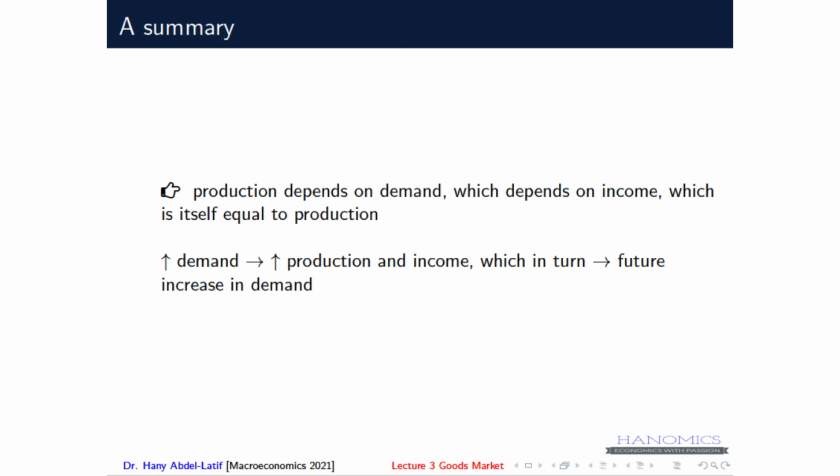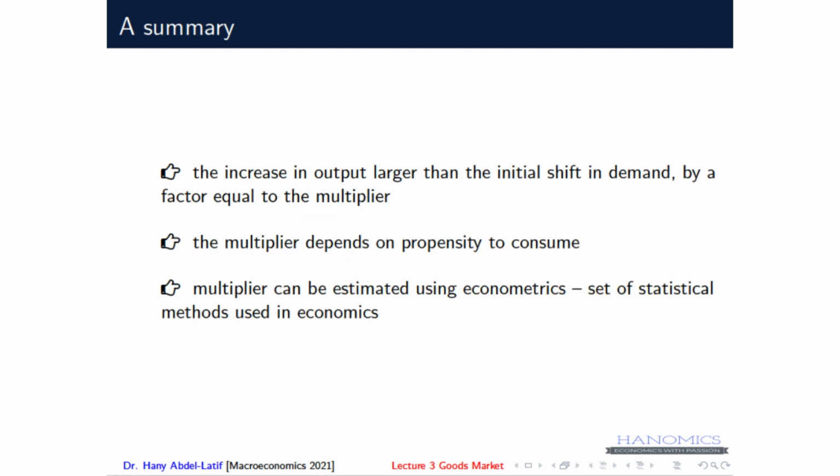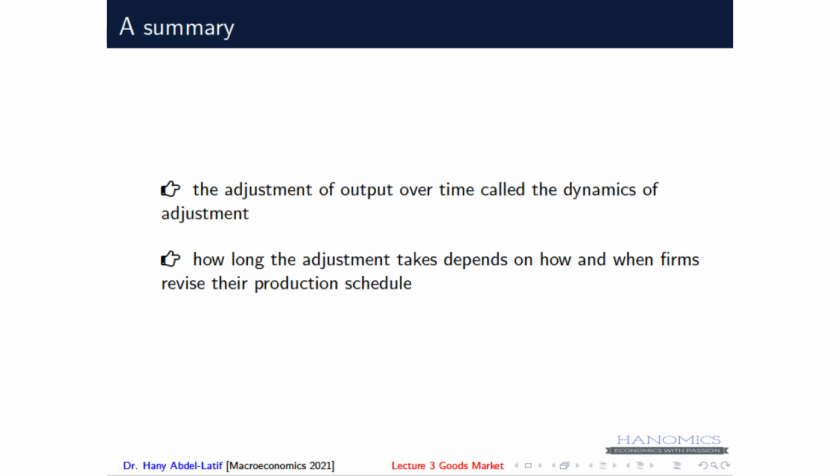Just to summarize what we said so far: production depends on demand, which depends on income, which is itself equal to production. So an increase in demand will lead to an increase in production and income, which in turn means a future increase in demand. The increase in output will be larger than the initial shift in demand by a factor equal to the multiplier. The multiplier depends on the marginal propensity to consume. The multiplier can be estimated using econometrics, a set of statistical methods used in economics, so this is something we're not going to cover in this course. The adjustment of output over time is called the dynamics of adjustment. How long the adjustment takes depends on how and when firms revise their production schedule.